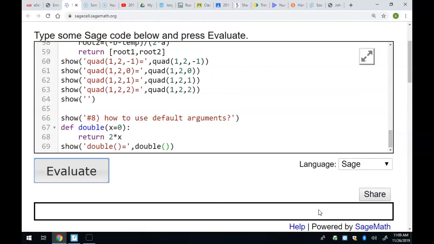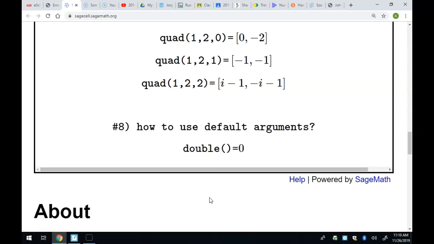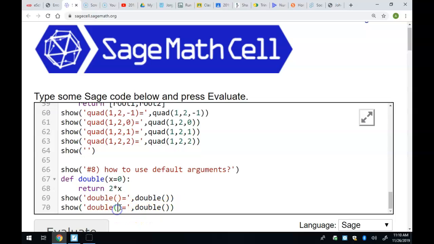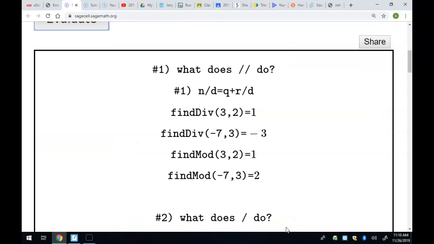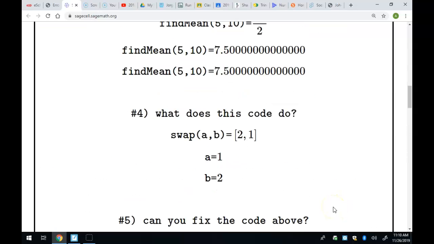Whoops, what happened? There it goes. But you can override that value by plugging in something, like, I don't know, 5. So it should return 10, right? And it does. Okay. So there you go. That was the gist of default values, if you want to do that. All right, I think that'll do for now.